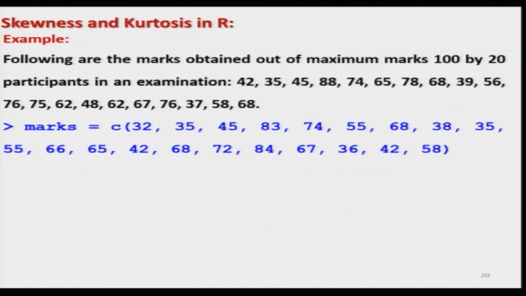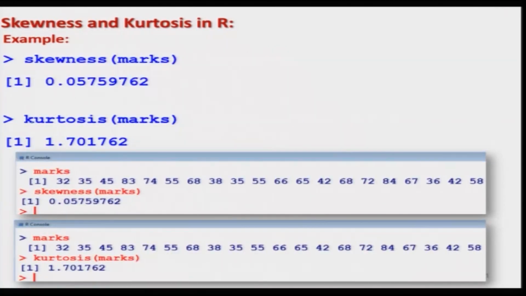So, now life becomes very simple if I can show you how you are going to compute it. We consider here the same example that we considered earlier in the computation of moments, the marks of 20 participants in an examination. The marks are out of 100, and these are stored in a data vector, marks. Now, we find the coefficient of skewness and kurtosis using the commands skewness and kurtosis. So, skewness of marks will give you the value 0.05, and the value of the kurtosis here is 1.70.